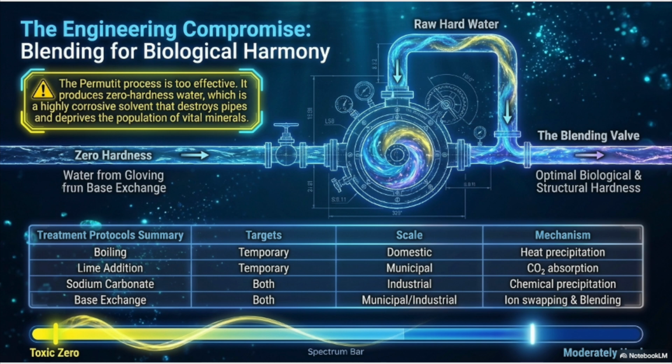In summary, boiling targets temporary hardness at a domestic scale through heat precipitation. Lime addition targets temporary hardness at a municipal scale through carbon dioxide absorption. Sodium carbonate targets both types of hardness at an industrial scale through chemical precipitation. And base exchange targets both types of hardness at a municipal or industrial scale through ion swapping and blending.